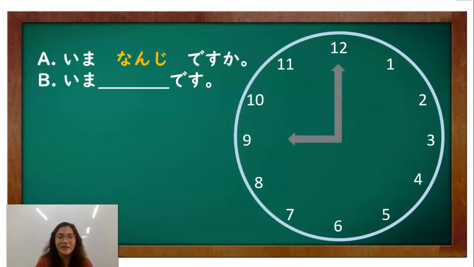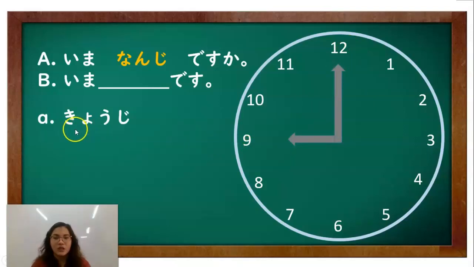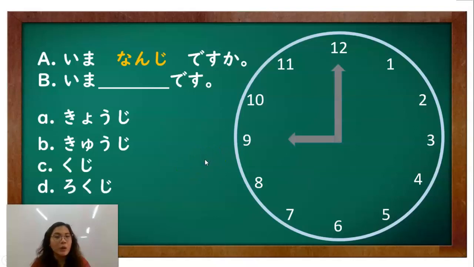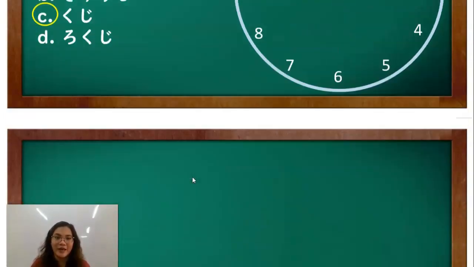Now next, here's the question. 今何時ですか? A 9時, B 9時, C 9時, or D 6時. And the correct answer is letter C. It's 9時. 今9時です. I hope you got it right.